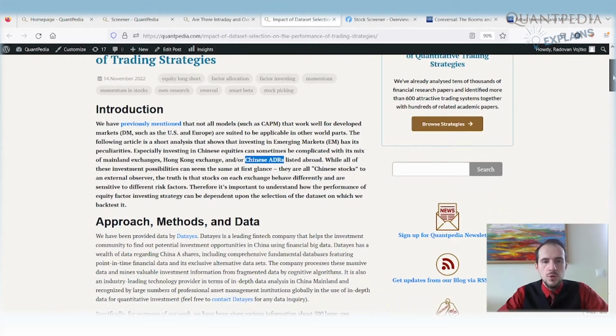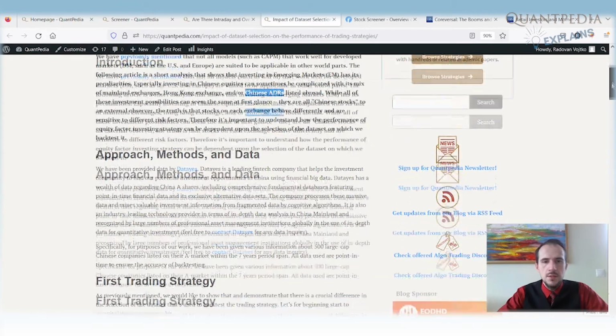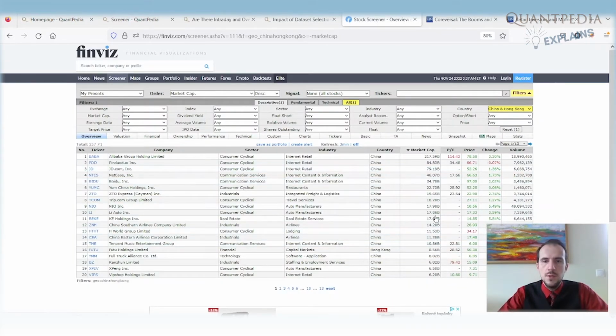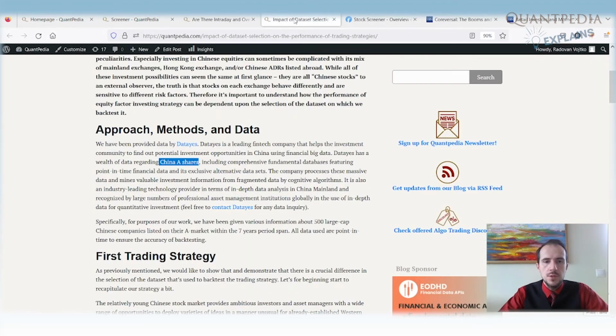So we were able to obtain the dataset from DataS, the dataset that covers the Chinese A-shares, so it's the Chinese local mainland market, and we tried to run strategies developed by academics and compare the performance based on the local Chinese A-share market, mainland market, and compare the performance of trading strategy that's traded using the ADRs, the stocks that can be accessed easily on the US market, and are stocks of Chinese companies.